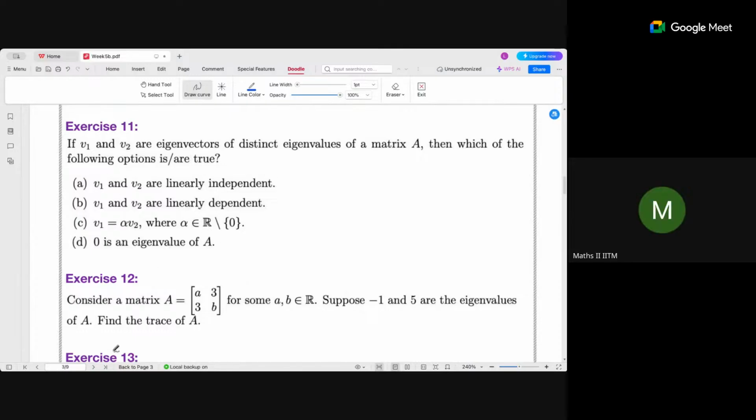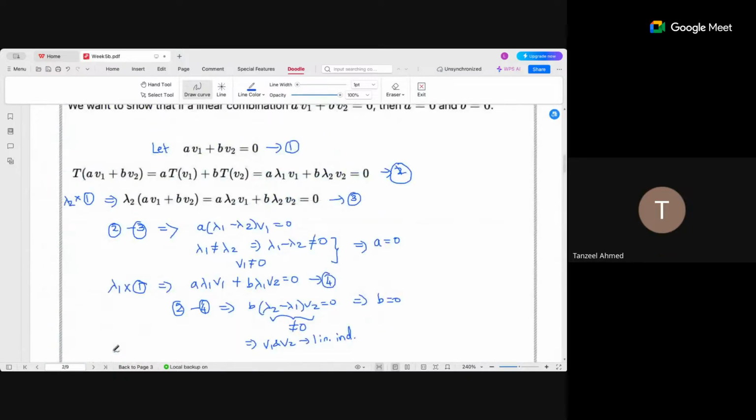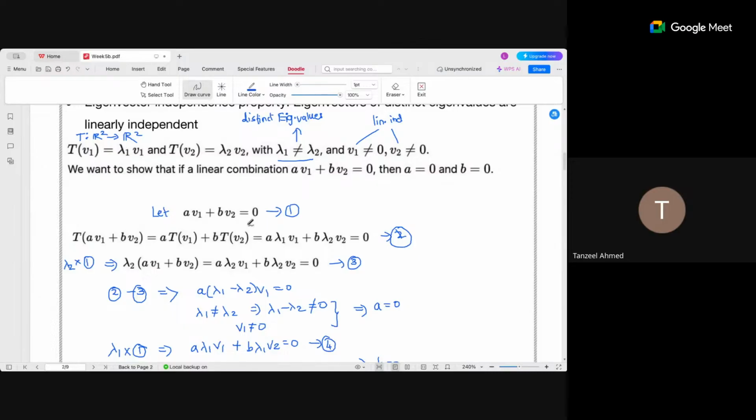Sorry, one more thing. The proof you had shown for us to know the linear independence, I feel that we can do it in another way, as in we can take a v1 plus b v2, and then we can make a matrix out of v1 and v2 being the columns of that matrix, and then we will attempt to find the null space of that matrix.